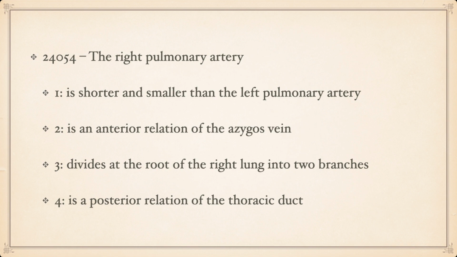Next question, another type X. The right pulmonary artery: 1, is shorter and smaller than the left pulmonary artery. 2, is an anterior relation of the azygos vein. 3, divides at the root of the right lung into 2 branches. And 4, is a posterior relation of the thoracic duct. I'll give you a chance to write down your answers.